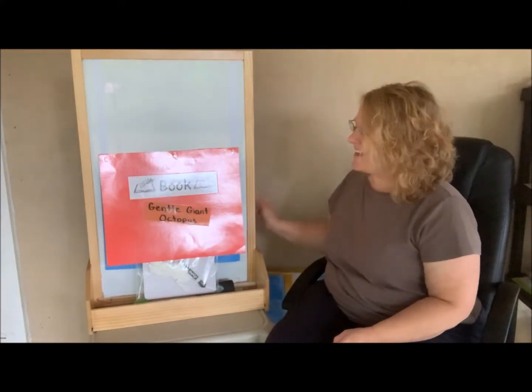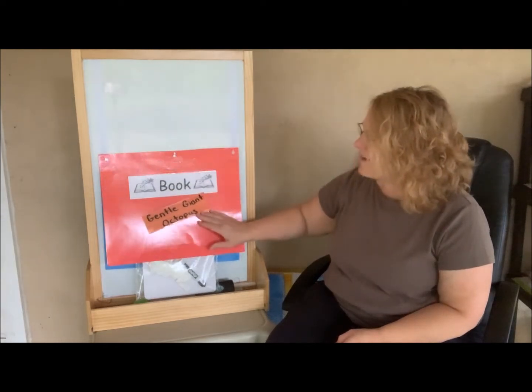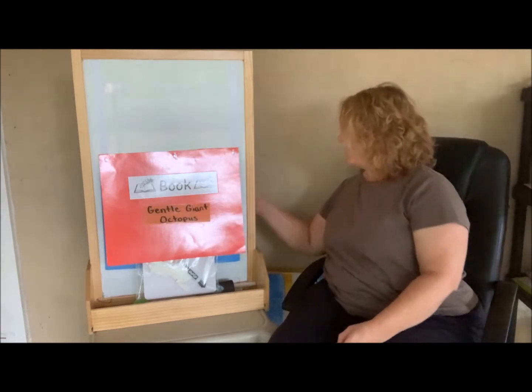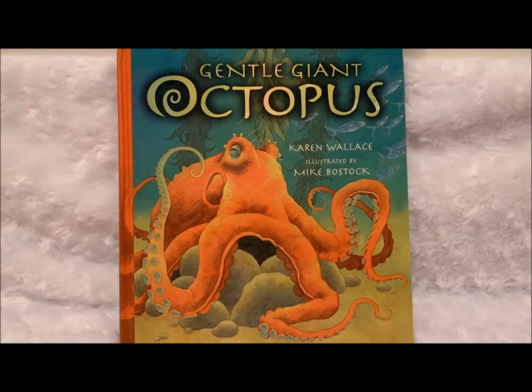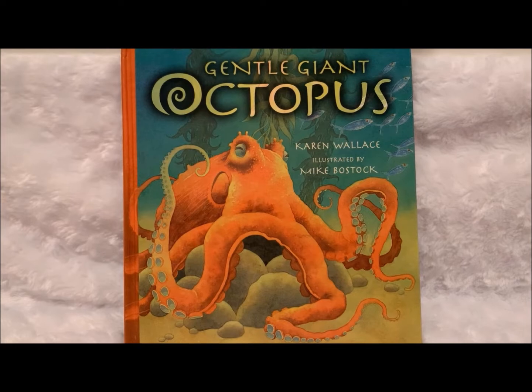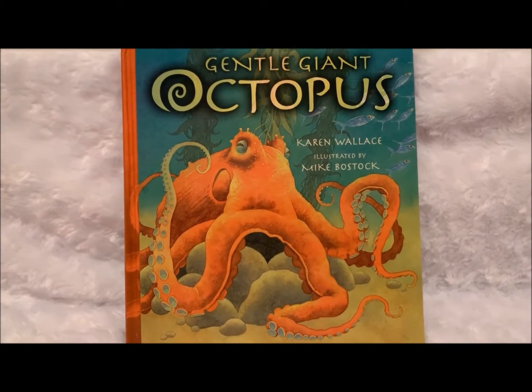Next is a book, and I told you we were going to read a book about my favorite invertebrate. This book is called Gentle Giant Octopus, by Karen Wallace, illustrated by Mike Bostock.